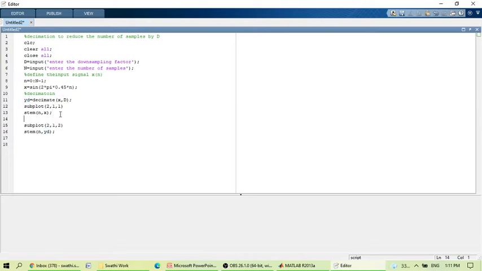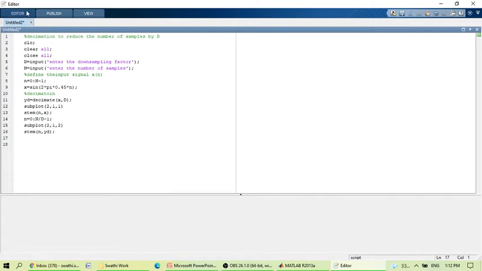Therefore, I have to predefine the n value. Now what is output n equals to here? 0 to n by d minus 1. For example, if n equals 100, so 100 by 2 minus 1, nothing but 50 minus 1 equals 49. So 0 to 49 means totally 50 samples. So give here n. If I use the same variable n, then what happens? This value will be erased and this value will be saved.